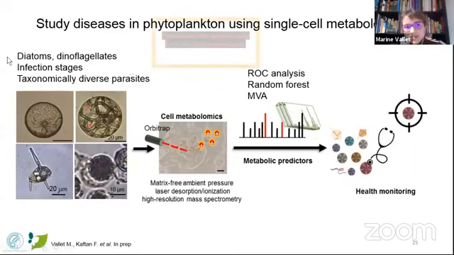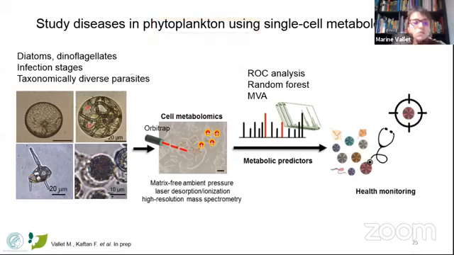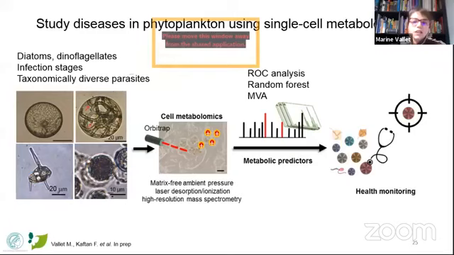We have different models of diatoms and dinoflagellates at different infection stages, and we have very different parasites that we're working with. We analyze them with this method, and with multivariate statistics, we can then assign the health and say, okay, this cell is infected by this parasite strain, and so on. This is another work in preparation right now, but so far with the models we work with, it works. This really shows that single cell metabolomics can address questions in plankton interaction. It will be cool to continue further and see what else we could do with it.